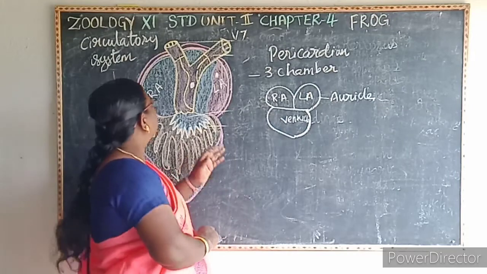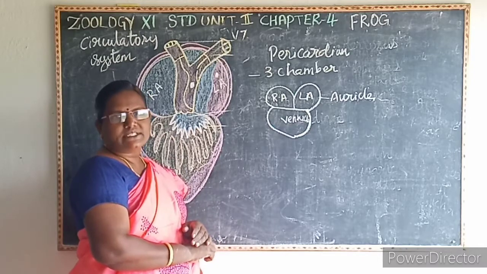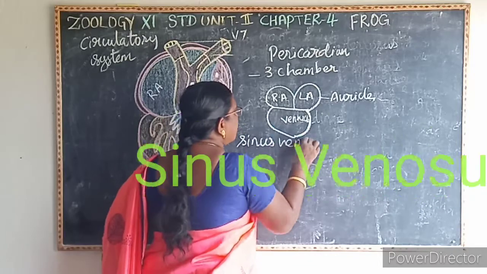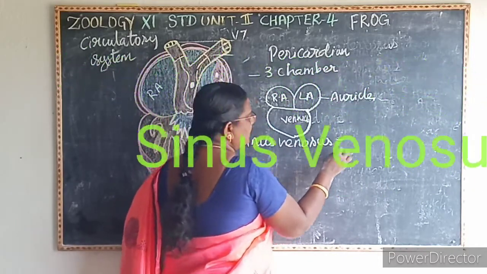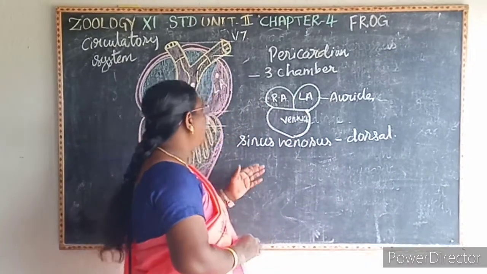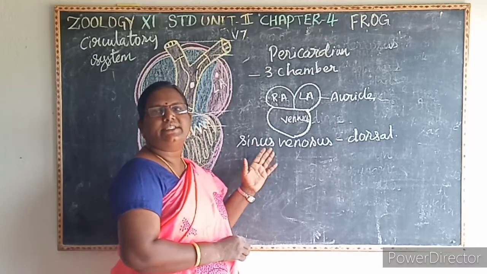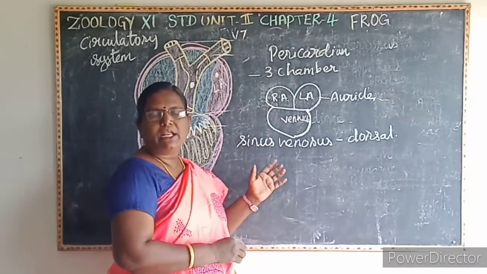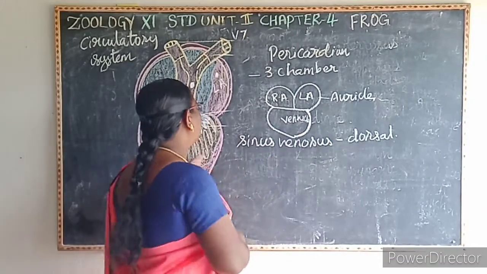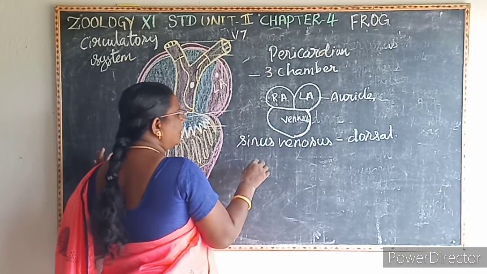On the dorsal surface of the heart, there is a sinus venosus. It is a thin-walled, triangular chamber present on the dorsal surface of the heart. This sinus venosus always receives deoxygenated blood.